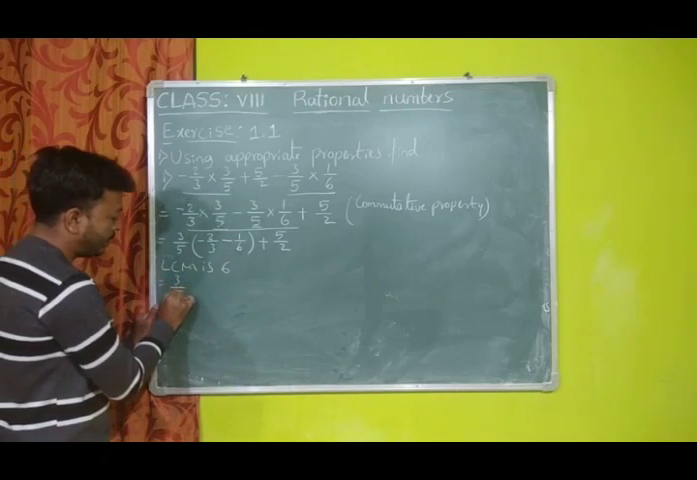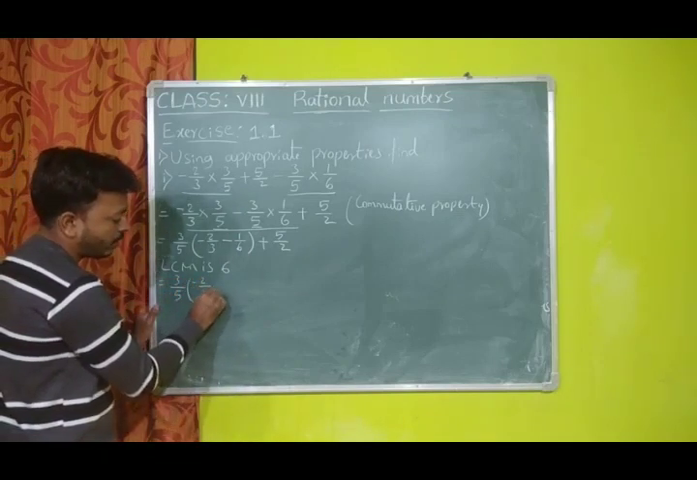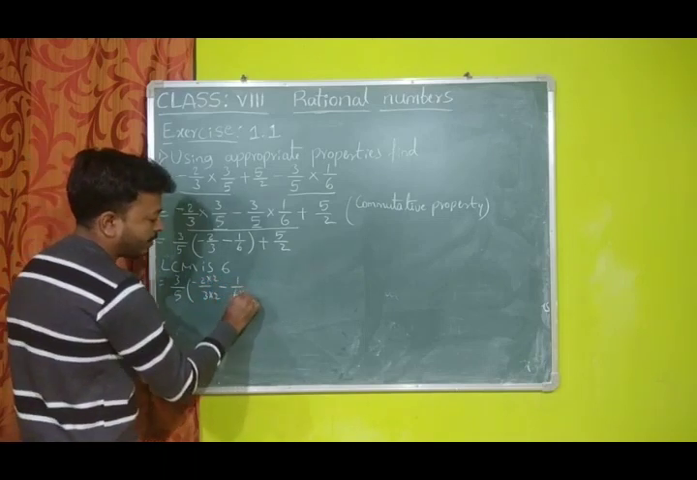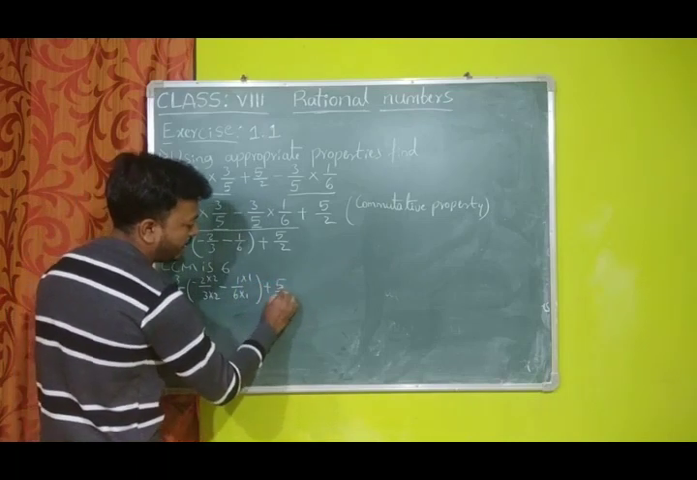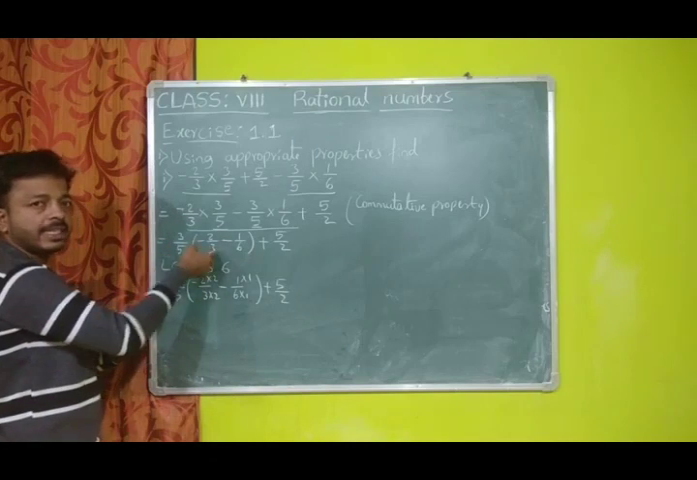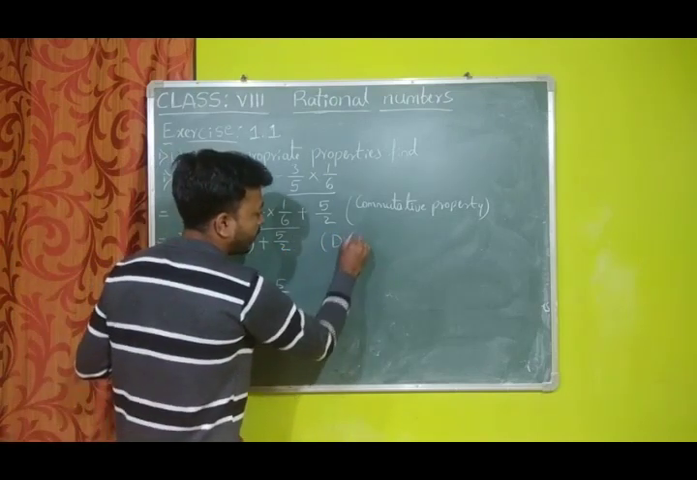Therefore, 3 upon 5 bracket, here minus 2 multiplied by 2, minus 1 upon 6 multiplied by 1, plus 5 upon 2. And here I took common. Which property is it? Taking this inside or taking it out? So here it's the distributive property.